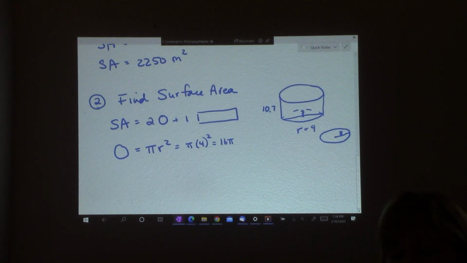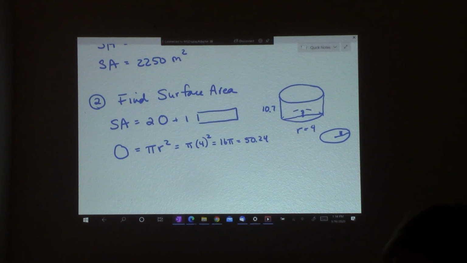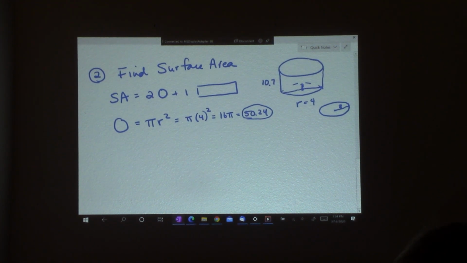Now, I would accept that as an answer, 16 pi, but in the book they usually have it in decimals. So I'm going to let you use your calculator to write that down. Figure that out. Now don't use 3.14 for pi, but don't use the calculator too much, and make sure you show your work so that I can correct it. Okay, so we have this part here. That's the first part. That is the surface area of 1 circle.